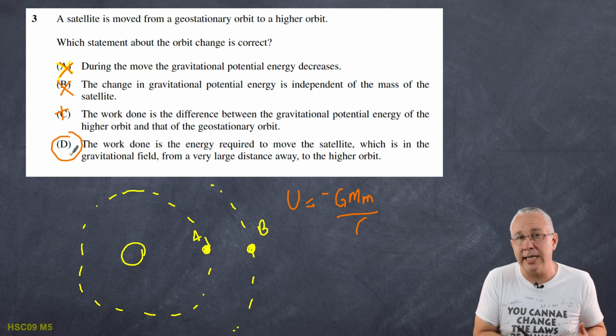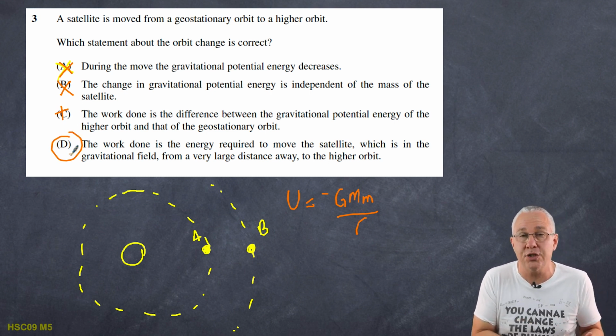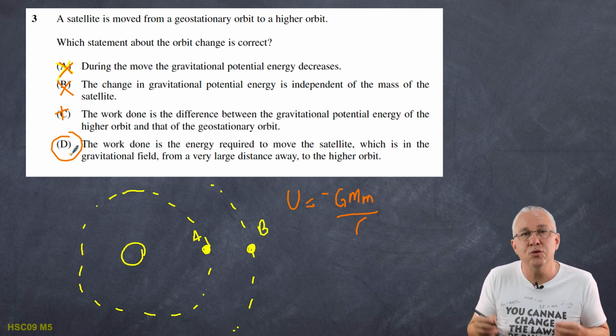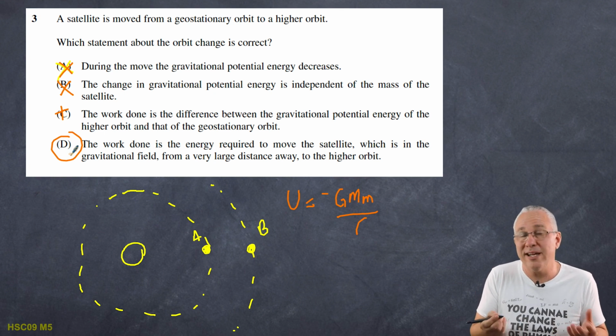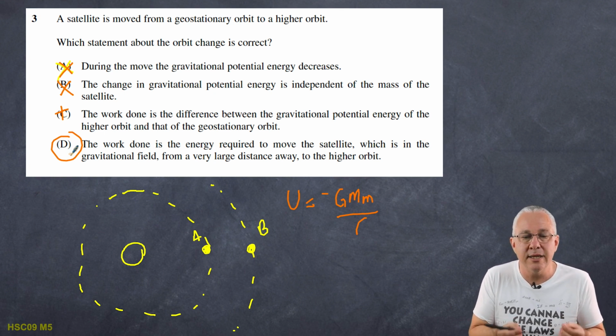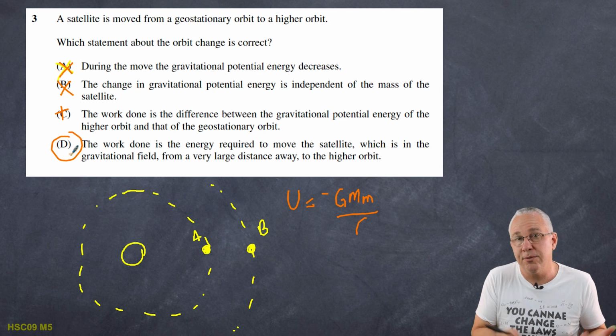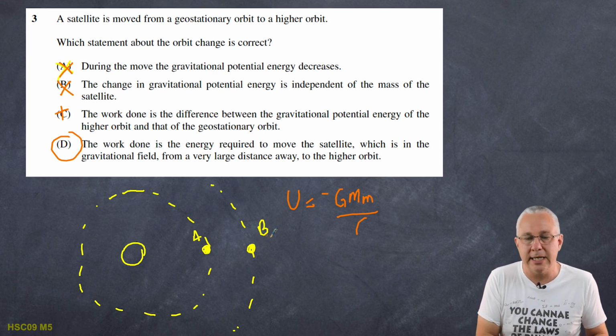Now, why is it the correct answer? Because that is actually the definition of determining the gravitational energy. It is the work done moving from a point of infinity to that position of whatever you move it to. And in this case, this is the work done, and therefore that's the correct answer.